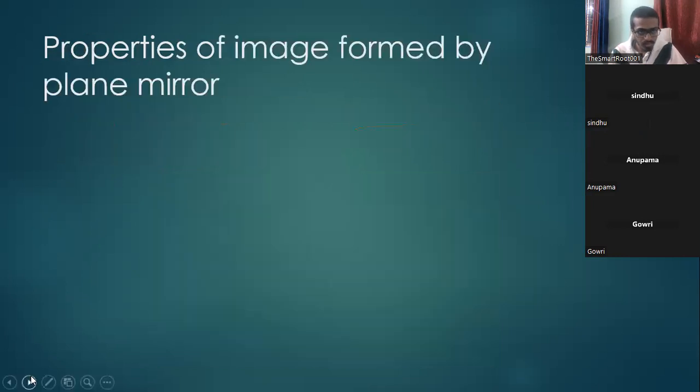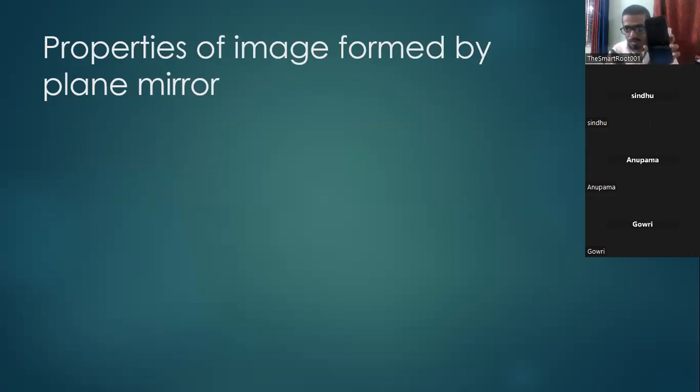So as we are moving on and on, we'll be coming across a lot of really excellent things. So what are these excellent things? First one, image formed by a plane mirror. Now, so many of us stand in front of a mirror and look, and say, oh wow, there is a mirror, something I'm seeing in the mirror.